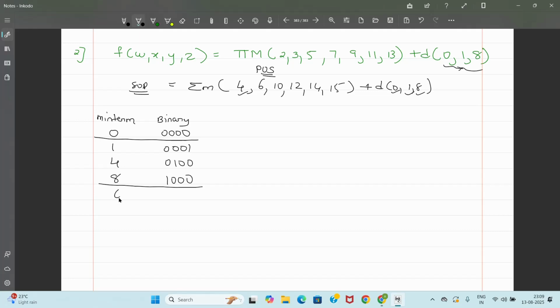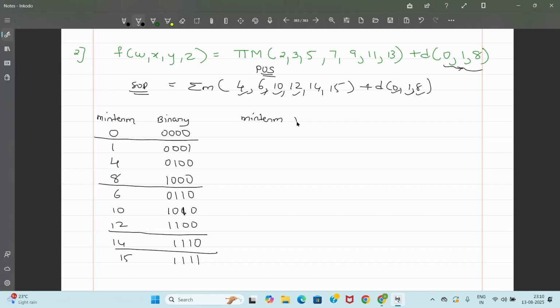Next is 6, which has two ones. 10 also has two ones. 12. So 14 cannot be taken. 14 will be the next group. 1, 1, 1, 0. And now the last group is 15. Like this. Okay. Next we'll do the combination.